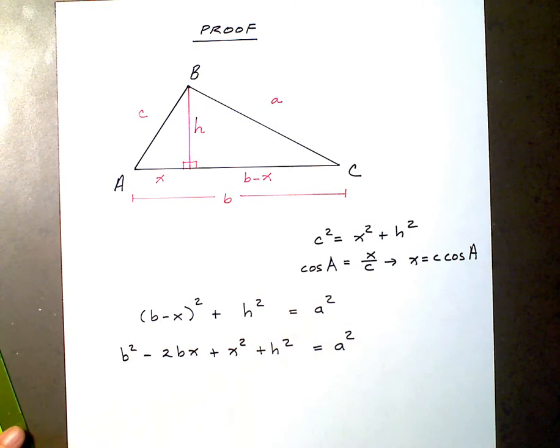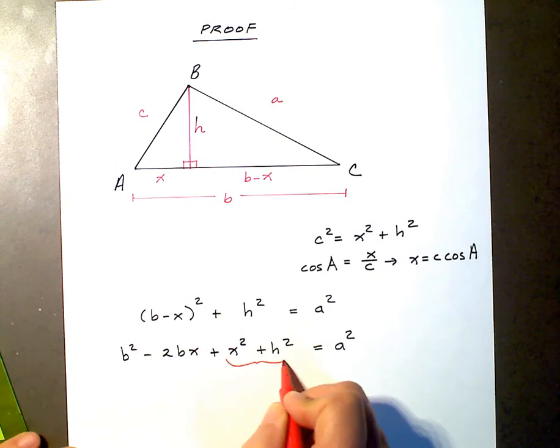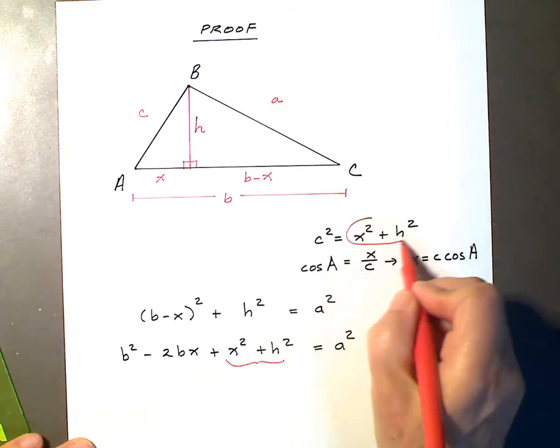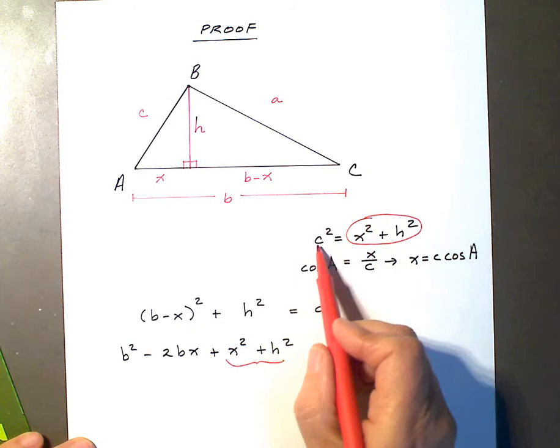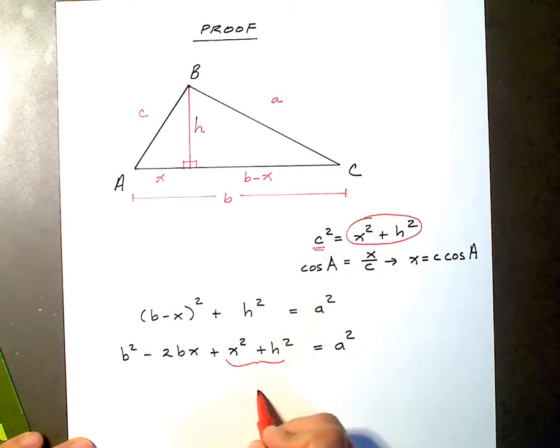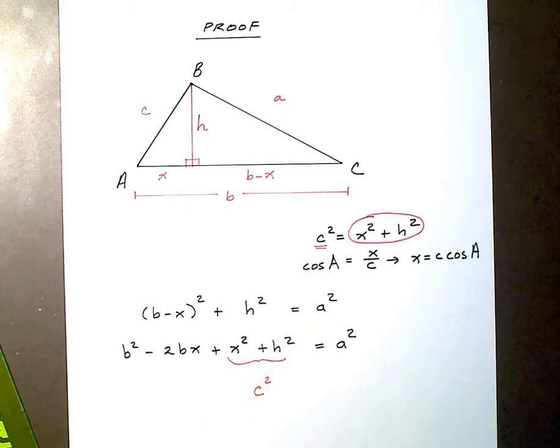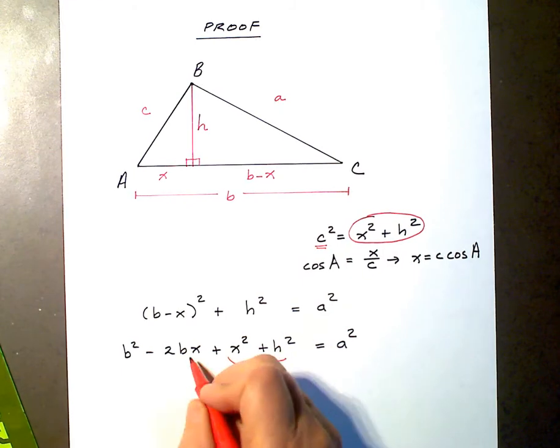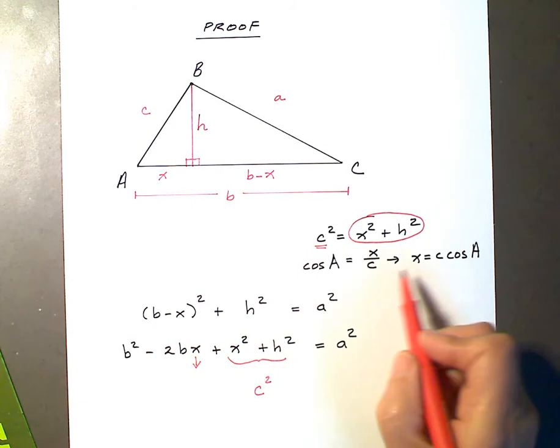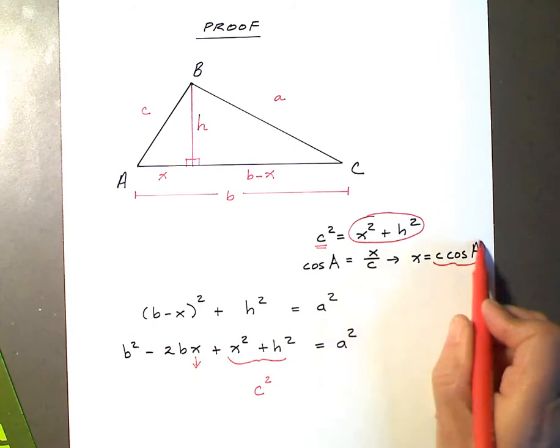So now I've got some neat substitution I can do. Because if you look at this x squared plus h squared, that shows up right here. So we know that that is equivalent to c squared. So I can replace that expression with a c squared. Also, if I look at x right here, this x, we've just said, is equivalent to c times the cosine of A.